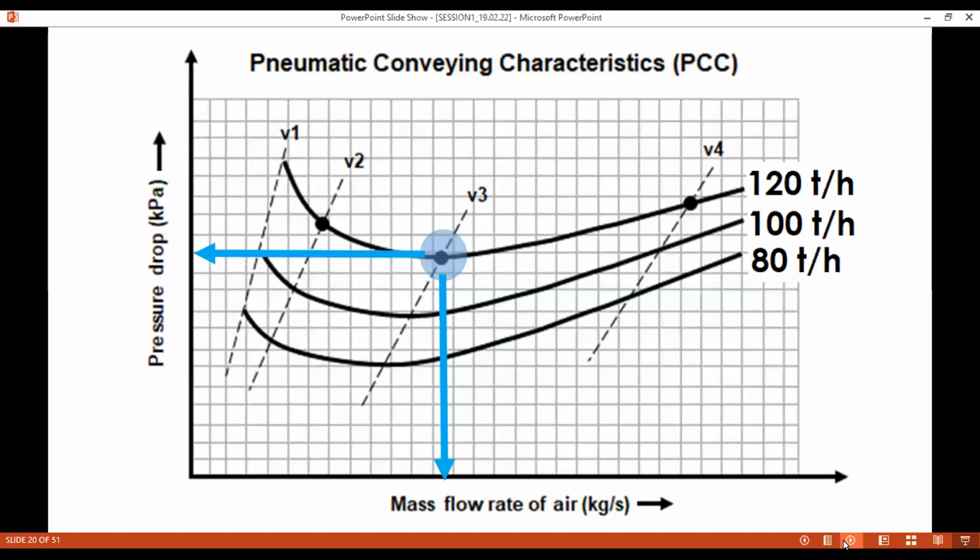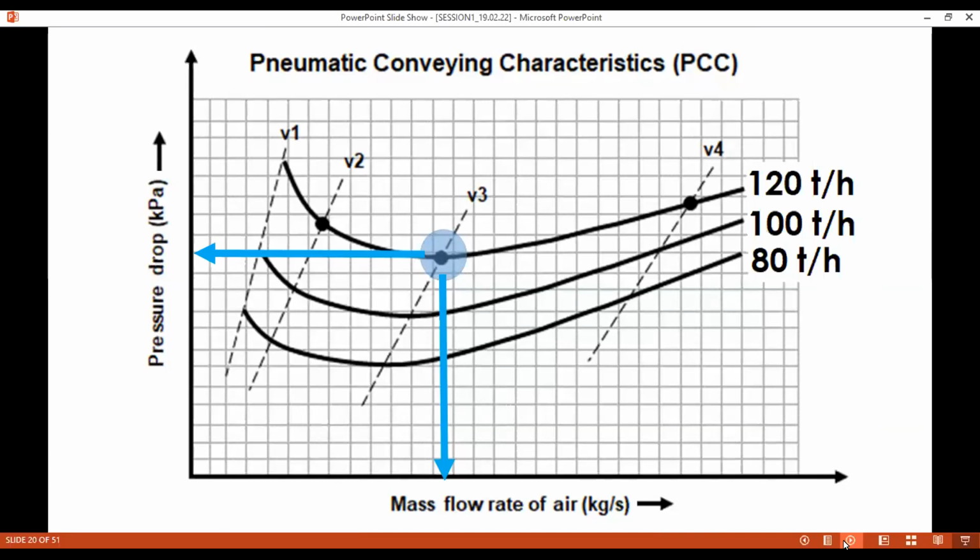let us now see, this is a diagram which is called the pneumatic conveying characteristics. So what I have in the y-axis is the pressure drop. What I have in the x-axis is the mass flow rate of air. You can see there are 3 black lines, continuous lines, 120, 100, and 80 tons per hour. These are showing you the different tonnages.